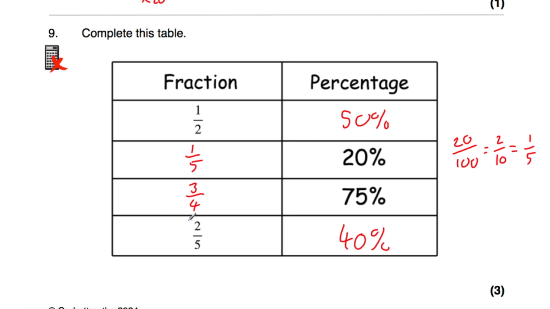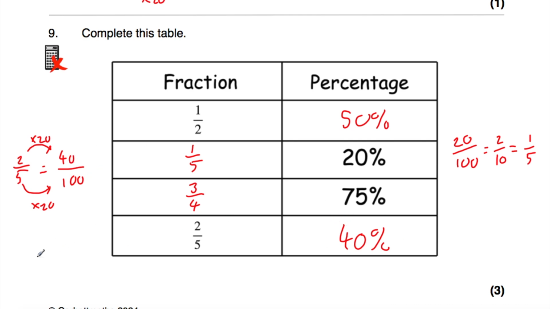And again, if we didn't know that, we could write 2/5, and we could get an equivalent fraction with 100 on the denominator. So to get from 5 to 100, we times by 20. And then in terms of the numerator, you times by 20 as well. And 2 times 20 is equal to 40. So that's 40 out of 100, or 40%.